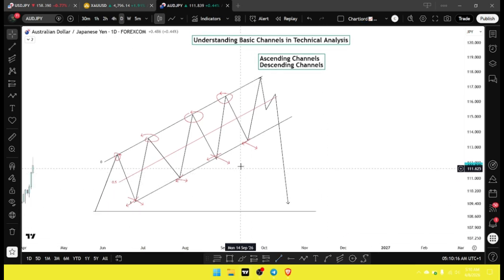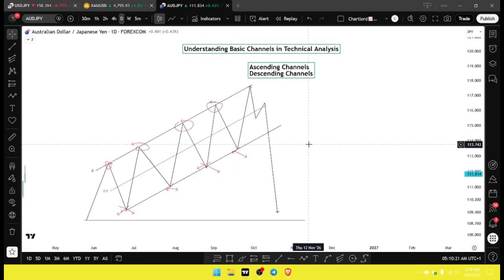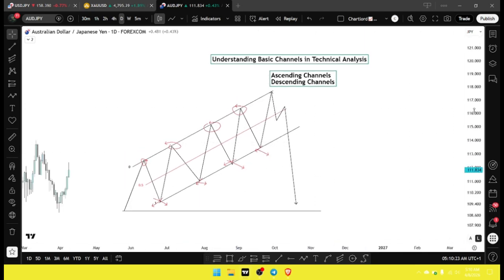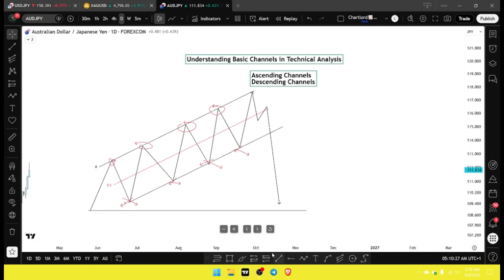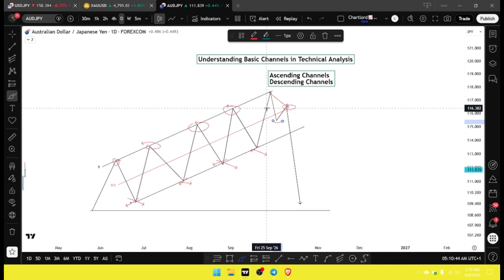So whenever you see price creating an ascending channel like this, know that at some point that trend will come to an end. And the first indication that you should always watch out for is usually a swing failure. Whenever price is unable to take out the most recent high, right, it's always the first indication that that trend wants to come to an end.